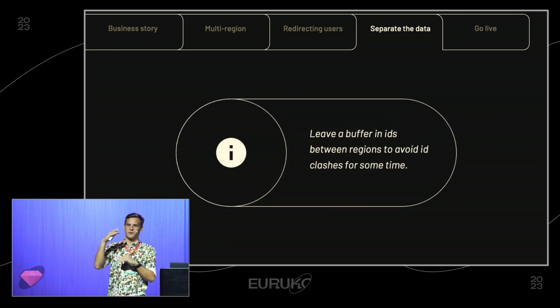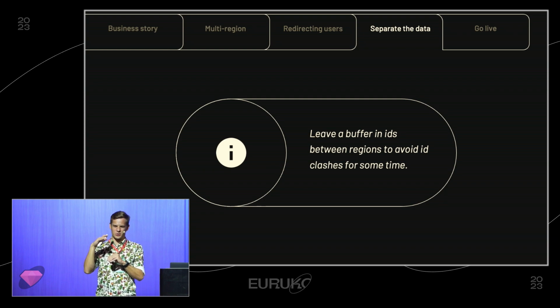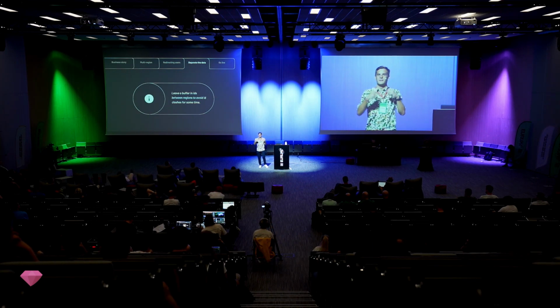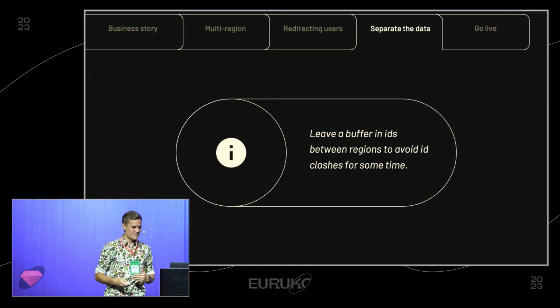And leave a buffer of some IDs just to make sure that after 2 months, you have this kind of window in which you won't have any ID clashes. For example, 10% of the records that you have in your table. Thanks to that, the two regions won't have a clash of IDs for some period of time.